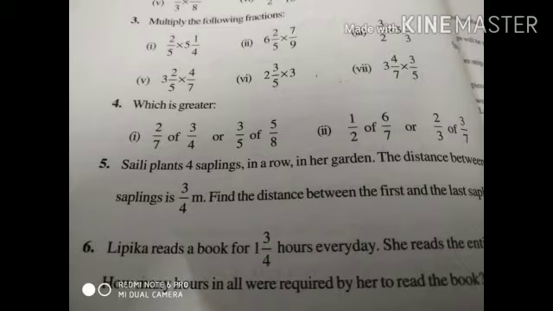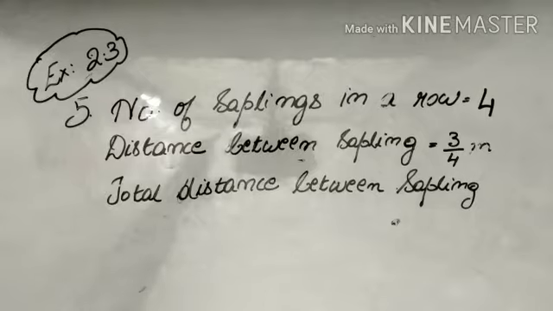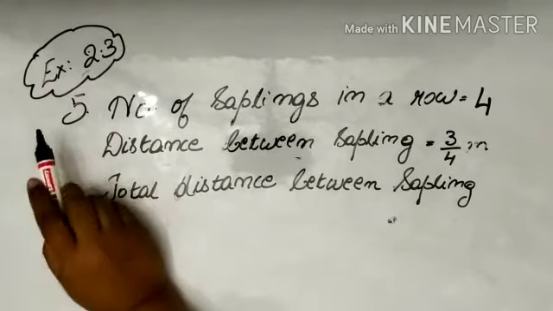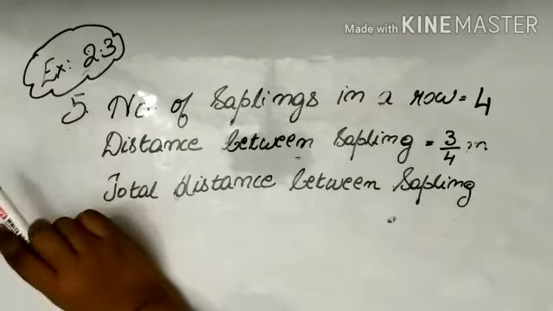Sally plants 4 saplings in a row in her garden. The distance between 2 adjacent saplings is 3 by 4 meters. Find the distance between the first and the last sapling. Now this is the answer of the fifth question of exercise 2.3.